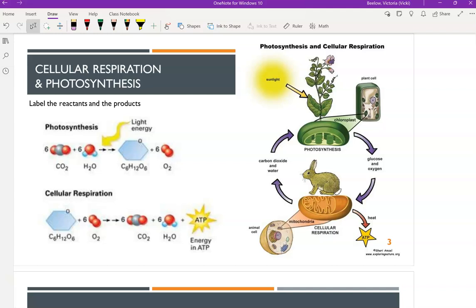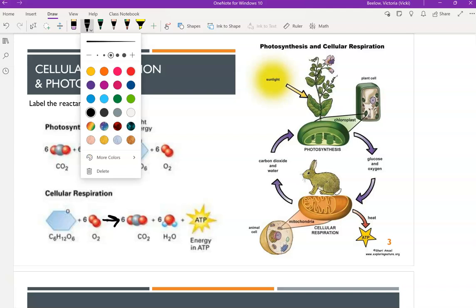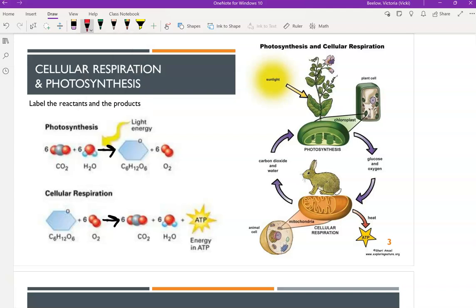Here's just a reminder of those two chemical reactions: cellular respiration, which we're talking about now, and photosynthesis, which we'll get to later. So label the reactants and products. Remember, in a chemical reaction, I'm just going to emphasize the arrows here. There is a left side and a right side to a chemical reaction. The left side is always going to have your reactants, whatever is going to react. And then on the right side, you're going to have your products, whatever gets produced at the end of that chemical reaction.